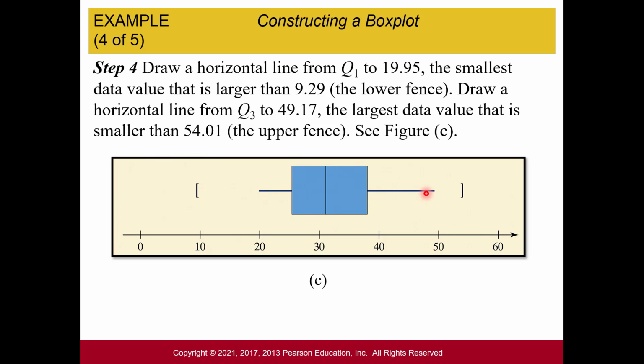Very similar on the other side. For the other whisker, from quartile 3, you draw a whisker toward the right to the biggest number in your data set, as long as it's less than your upper fence. So our upper fence was 54.01, and the number closest to that in our data set that was less than that was actually 49.17. So we draw a whisker from the right side of our box, which is quartile 3, to that data point.